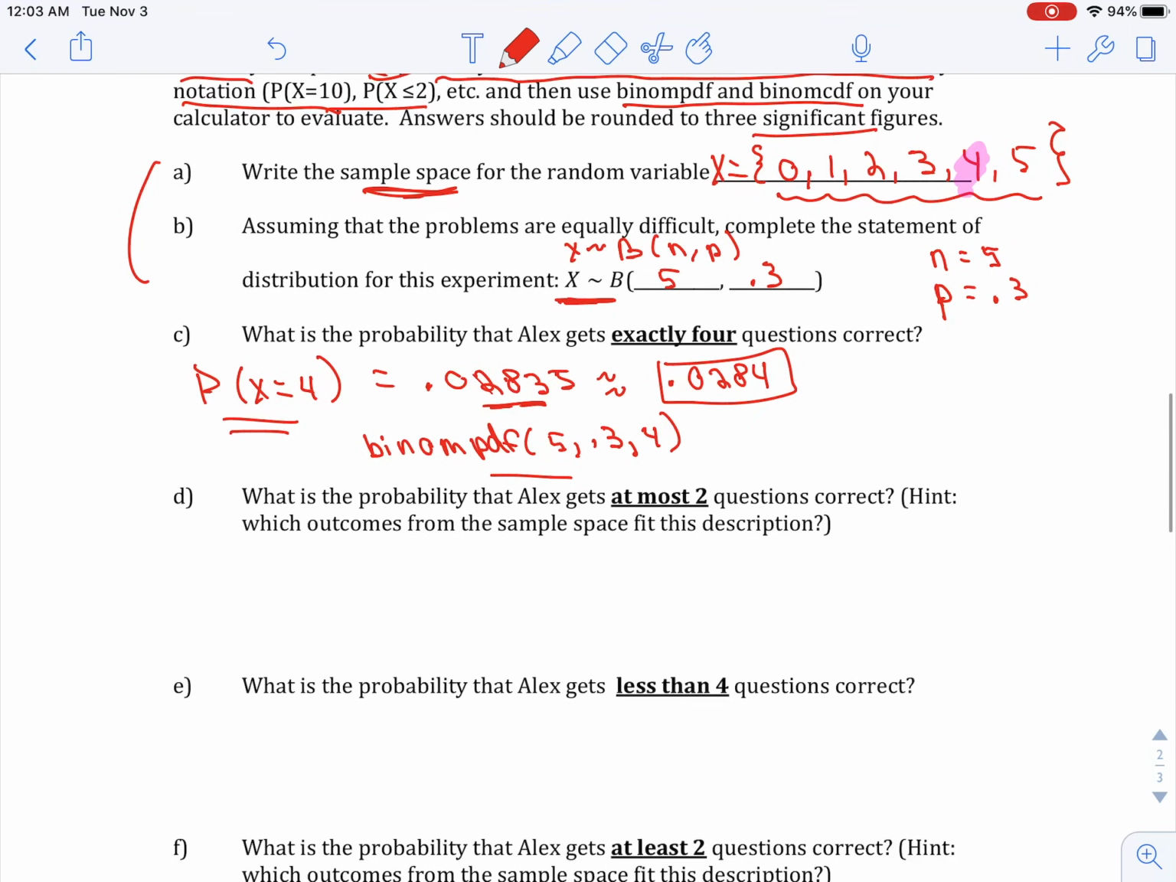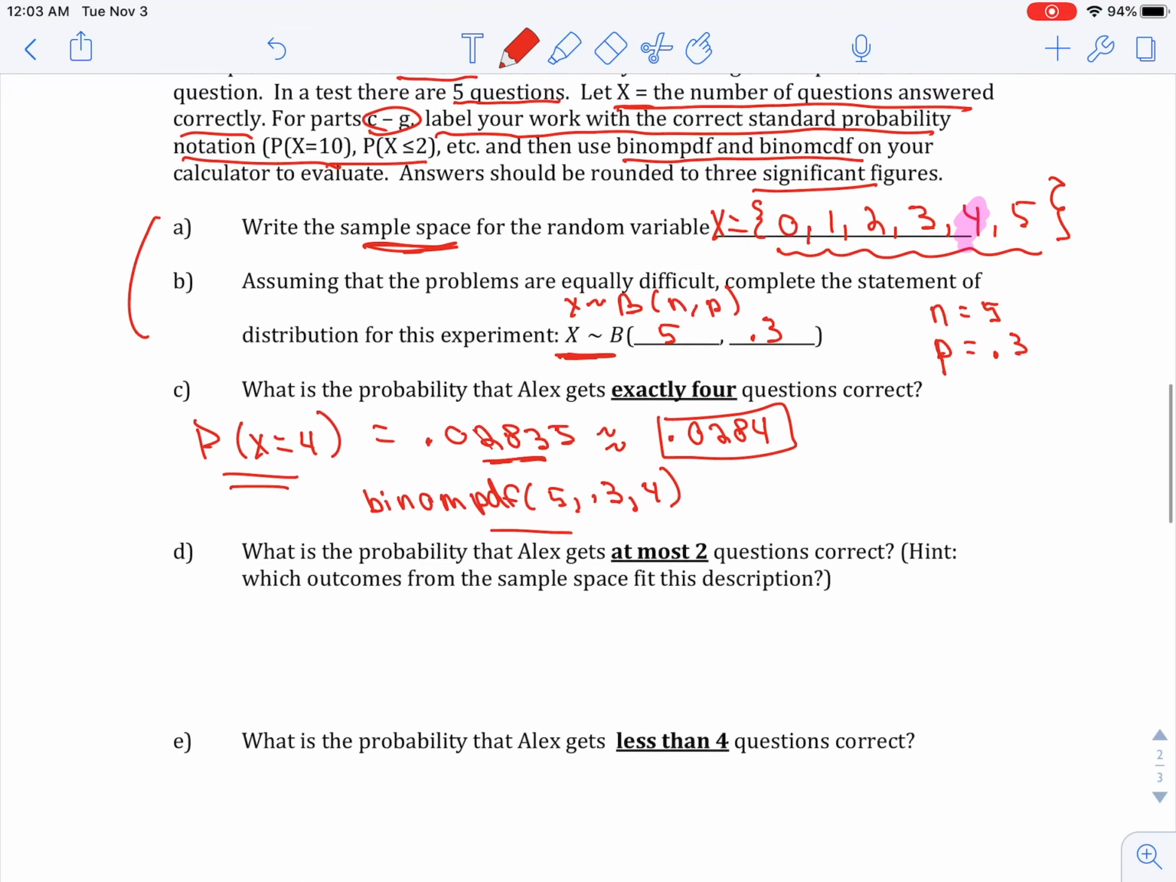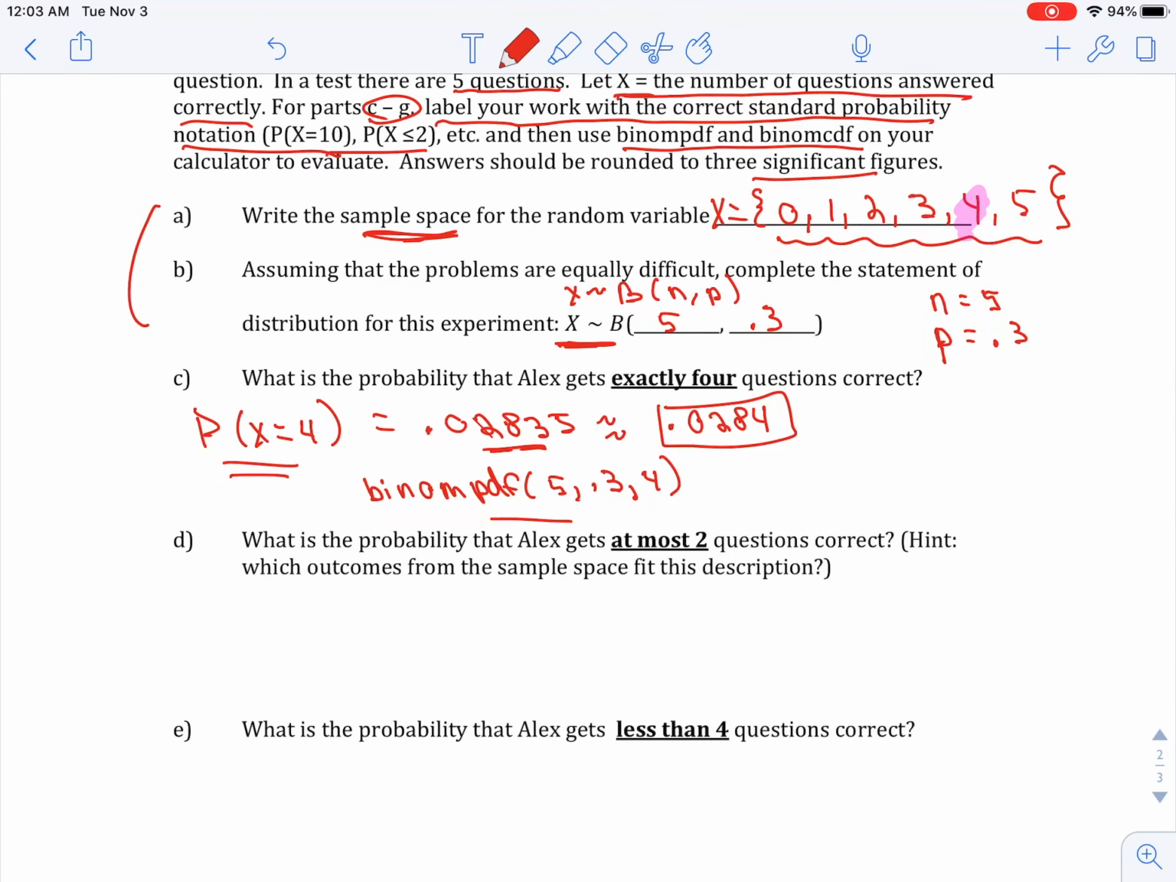The next one says, what's the probability that Alex gets at most 2 questions correct? If we're looking at most 2, again, the reason I want you to have the list here is so you can think through what that would mean. So at most 2 would mean we could have 0, we could have 1, we could have 2, but we couldn't have over that. We can't have 3, 4, or 5 because it says we can go up at most 2. So notice that what we're looking for here is just the probability that X will take on the values that are less than or equal to 2. So we want the probability that X is less than or equal to 2.